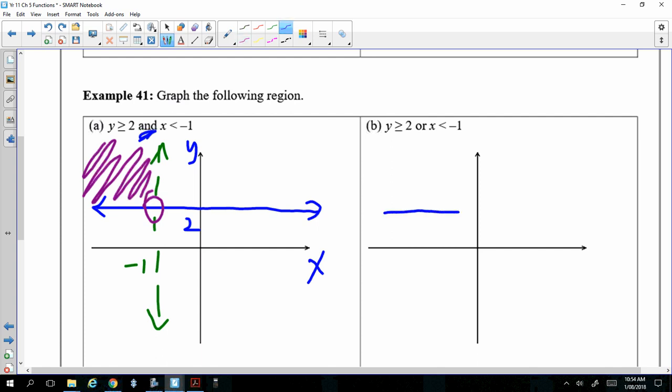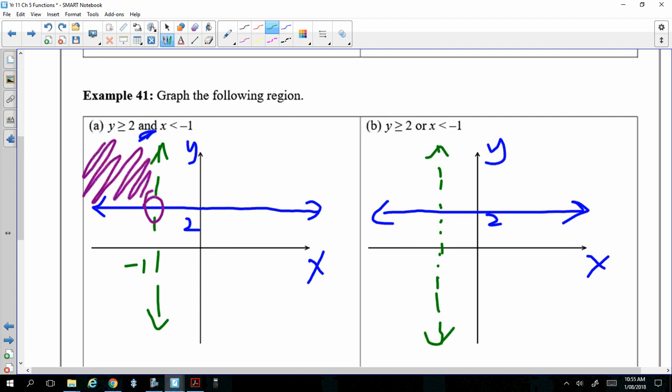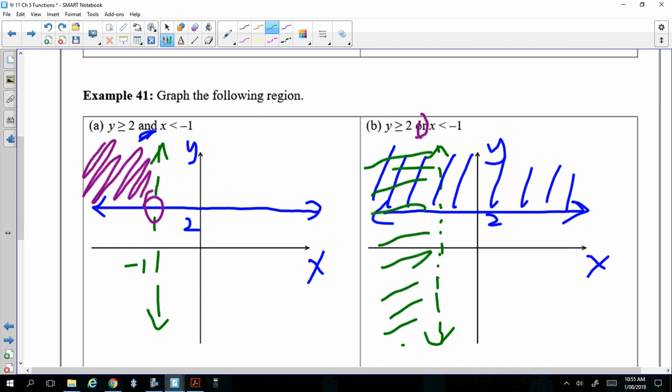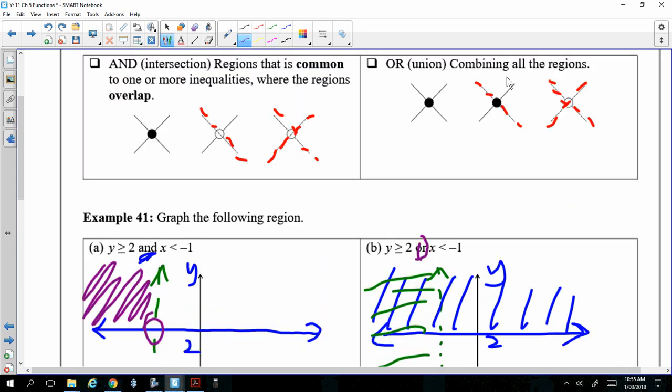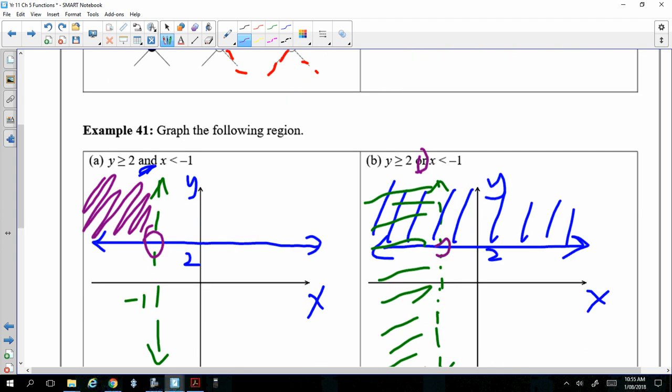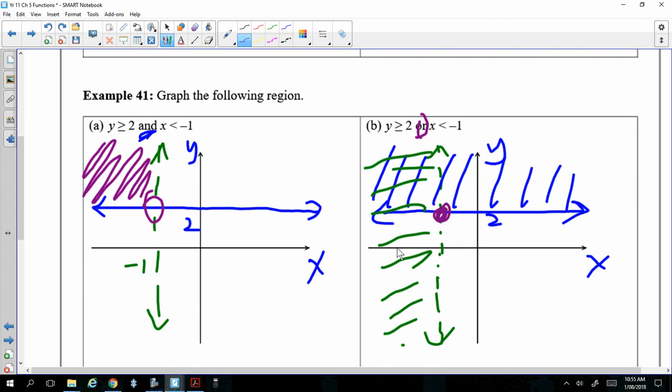We'll do the same question. Well, it's similar, but not the same. Can you see the difference? Yes, it says O, so it means either. So you shade above the blue line, and you shade on the left of the green line. Then when a dotted line crosses the solid line in O, you have to do a dark circle. So your answer will look like this.